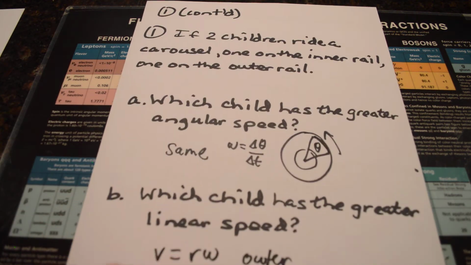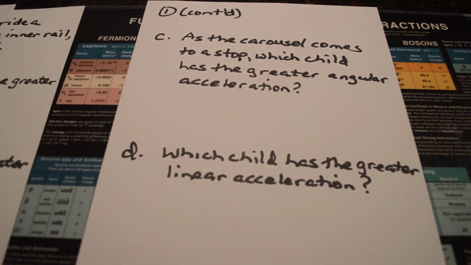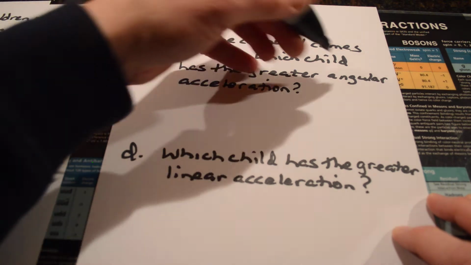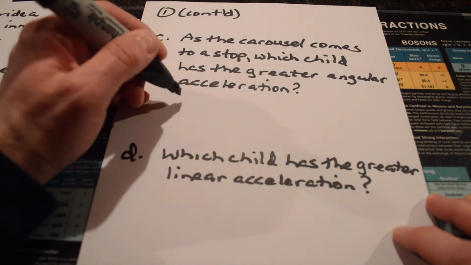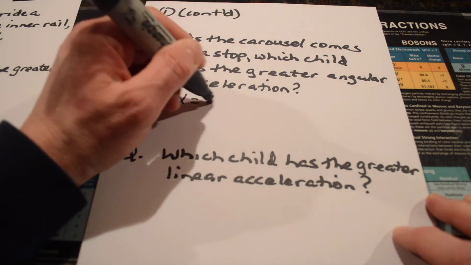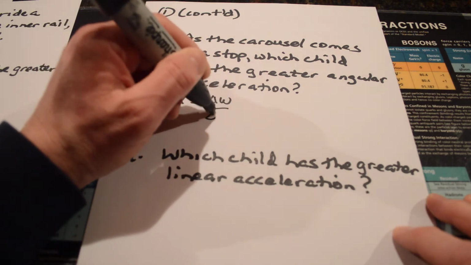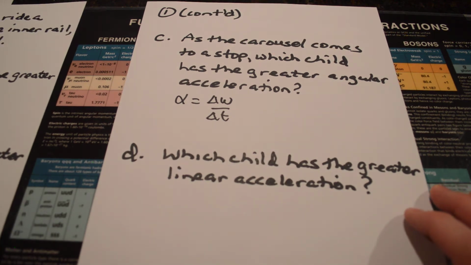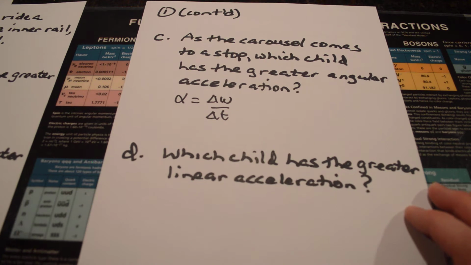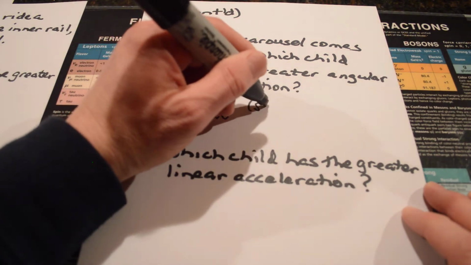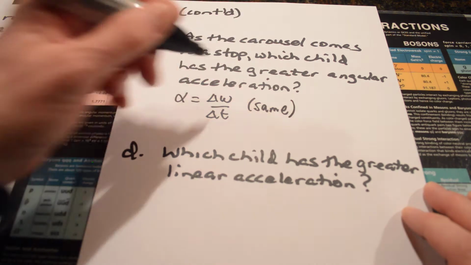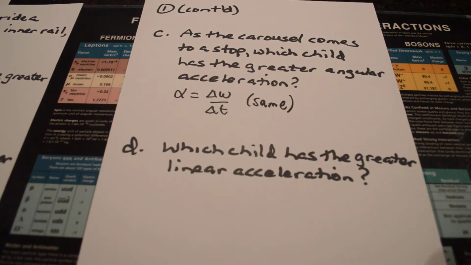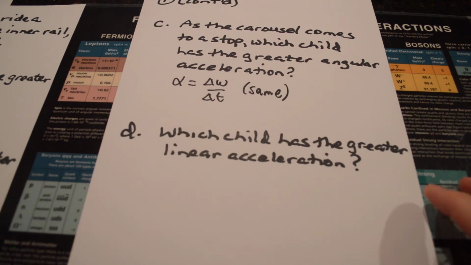Okay. Same kind of question, but it says, as the carousel comes to a stop, which child has the greater angular acceleration? Well, angular acceleration is the change in angular velocity in a given amount of time. But at any given point, the angular velocity is the same for the inner and the outer. So I'm going to again say that even though it's changing, it's the same change for both the inner and the outer rail. But would that be true about the linear acceleration?